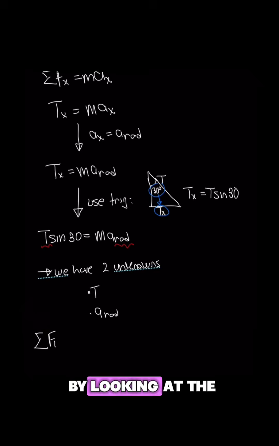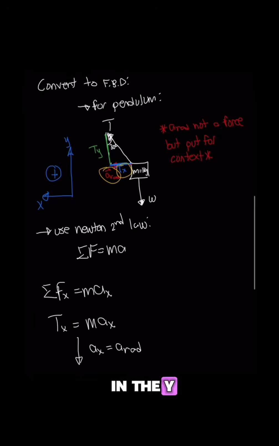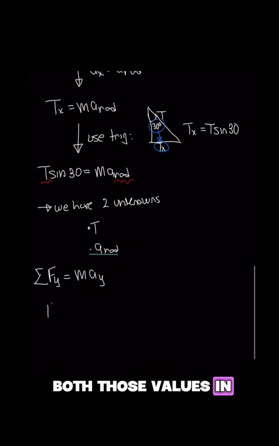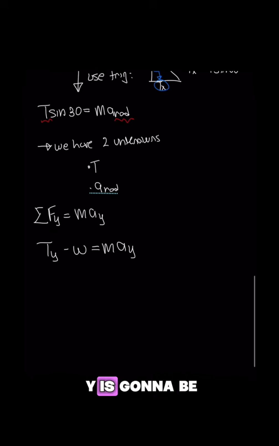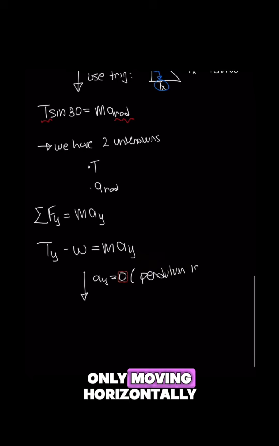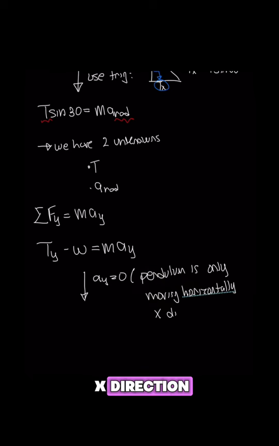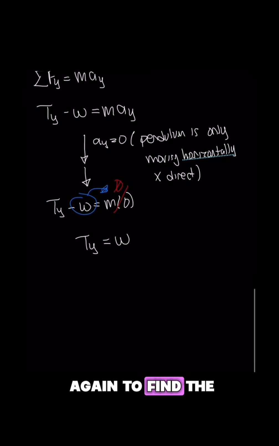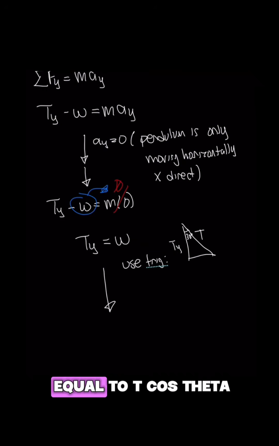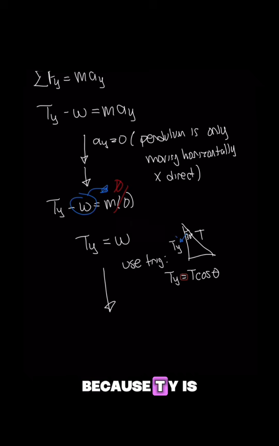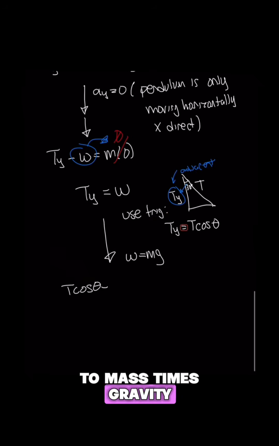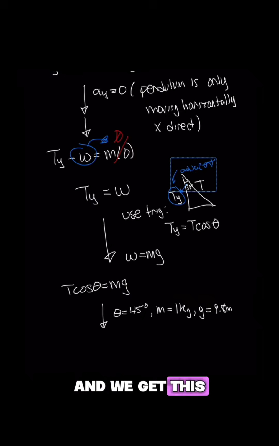So we can continue by looking at Newton's second law equation in the y. So we're going to have the tension force in the y and the weight. So we can plug both those values in, and then we can note that the acceleration in the y is going to be equal to 0 since the pendulum is only moving horizontally, which is in the x direction. We can plug in that, and then we can bring weight to the other side. We can use trig again to find the value of Ty, and that's going to be equal to T cos theta because Ty is adjacent to the angle. Plug in the weight force as well, equal to mass times gravity. Plug in our knowns given by the question, and we get this expression here.